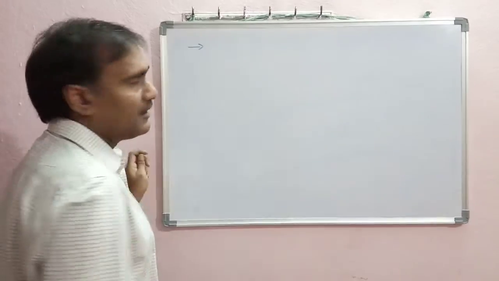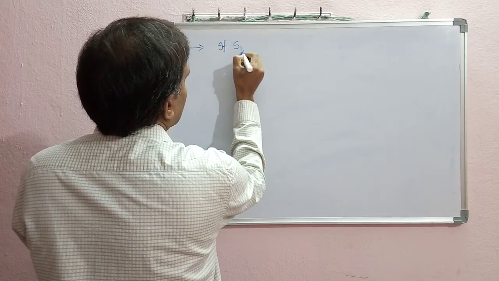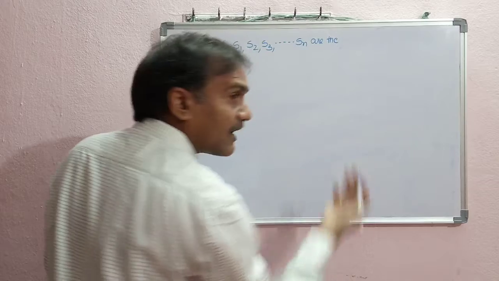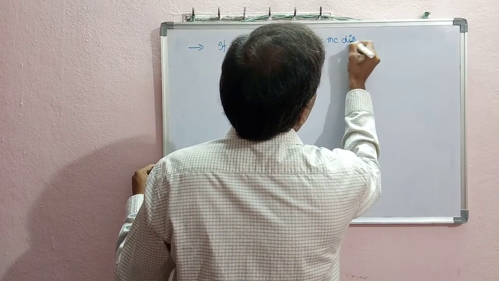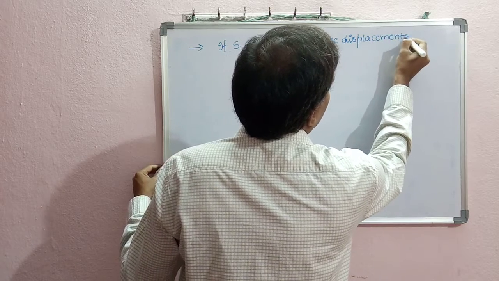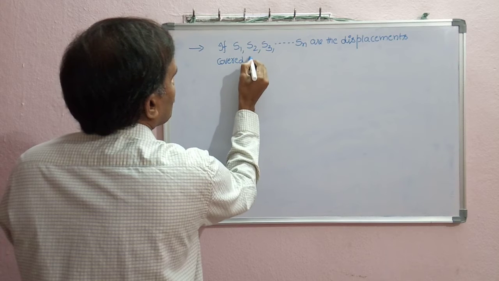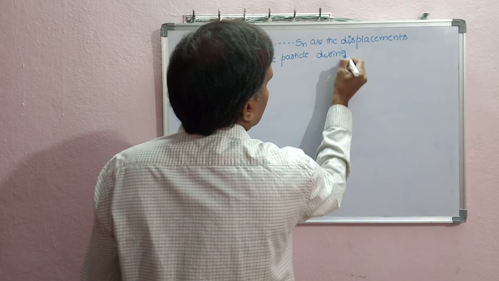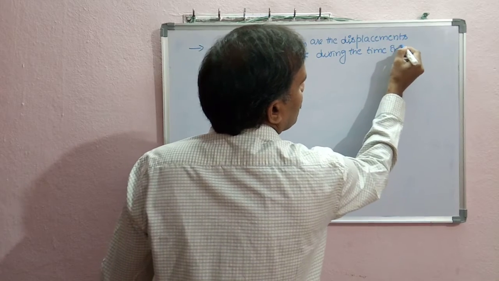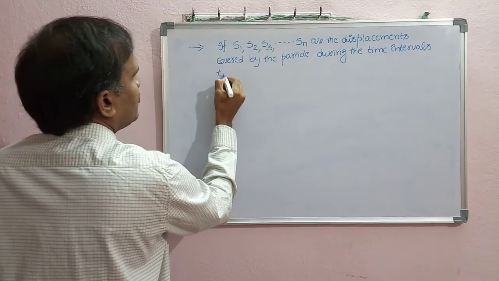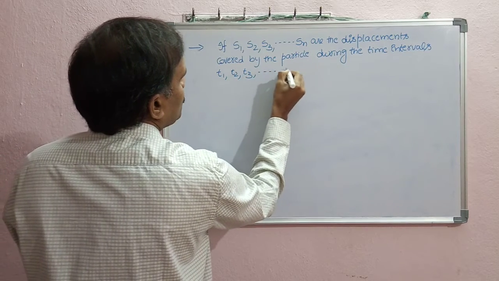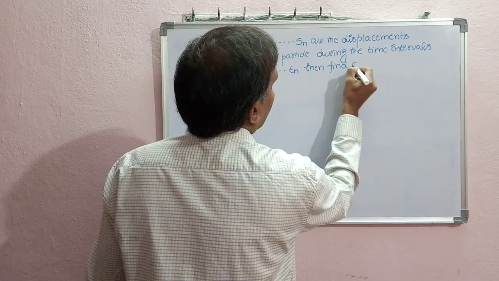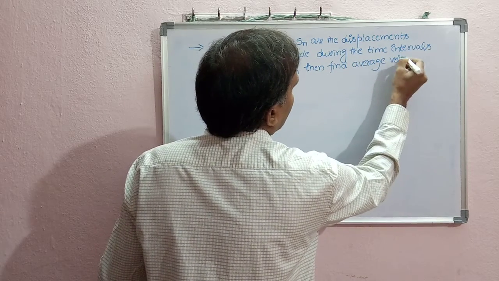Okay, let us consider S1, S2, S3, and so on up to Sn are the path lengths or displacements covered by the particle during the time intervals t1, t2, t3, and so on up to tn. Then find average velocity.